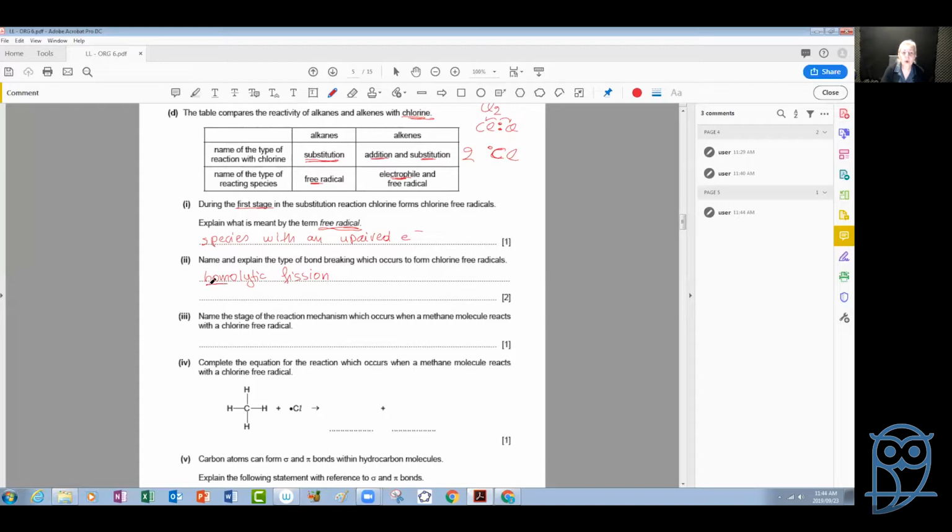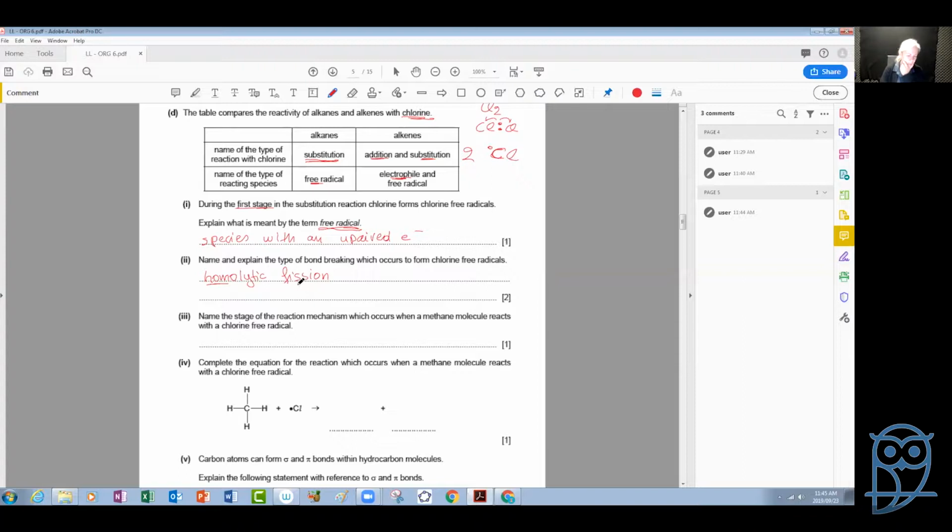Homo means same. The breaking is the same for both species involved. One electron goes to each chlorine atom here, for example. So the pair of electrons between the two chlorine atoms is shared equally in the same way. That's why it's called homolytic fission.